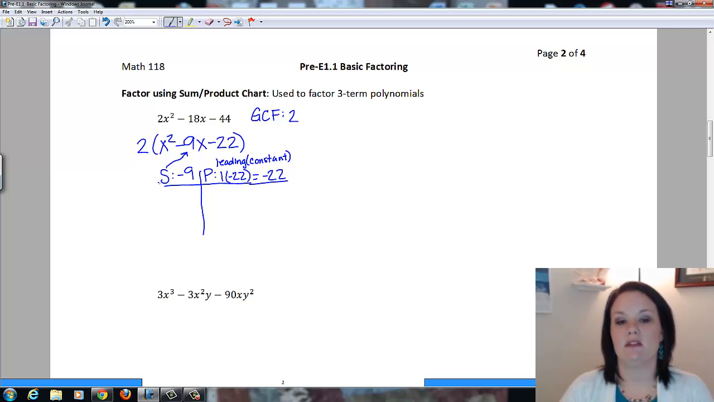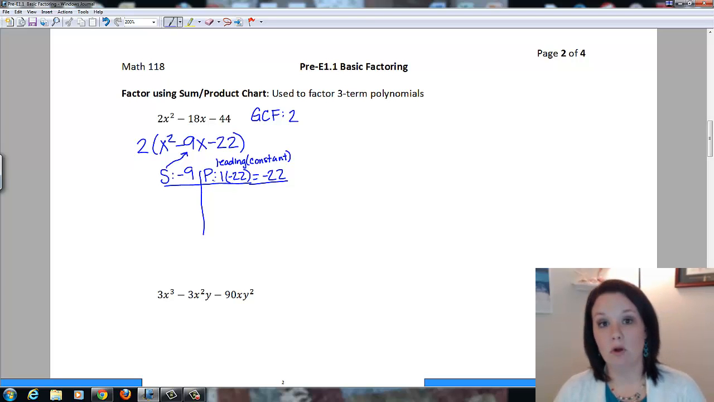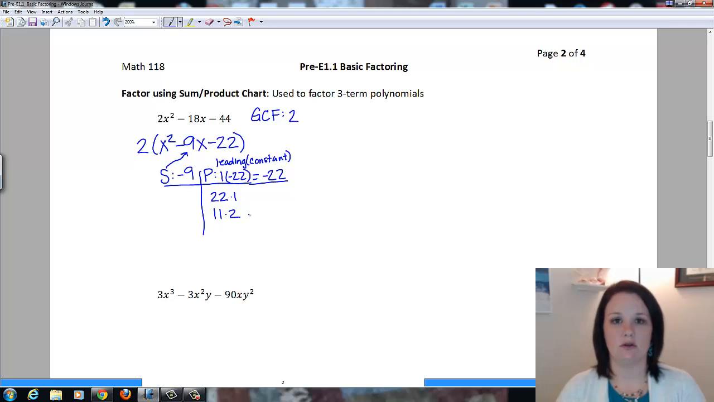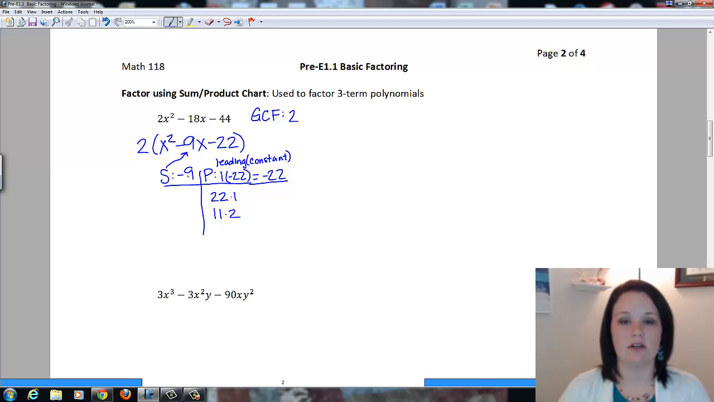So I need something that sums or adds up to negative 9 that I can multiply to get negative 22. Looking at 22, let's just think about that. 22 we can get by doing 22 times 1, or we can get by doing 11 times 2. So I'm looking at what pairing can I combine to get 9, or negative 9 rather. The pairing that I need to use is this one, this 11 times 2. Now I just look at what their signs have to be. To get a negative 9, one of them is going to have to be negative.